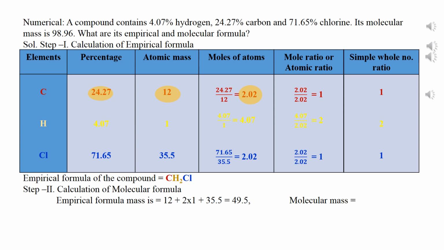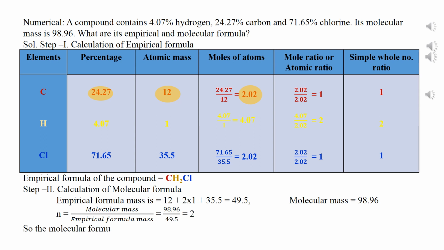Here in this numerical problem, molecular mass is given, which is 98.96. From this we have to find out the value of n, that is the ratio of molecular mass and the empirical formula mass, which is equal to 98.96 divided by 49.5, that comes out to be 2. So the molecular formula of the compound is 2 into the empirical formula, which comes out to be C2H4Cl2. That is the required answer.